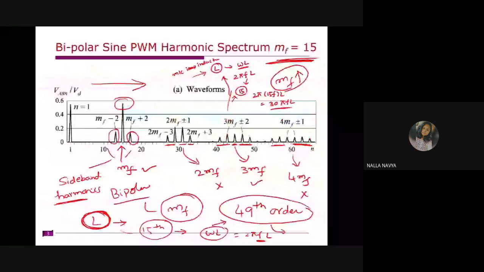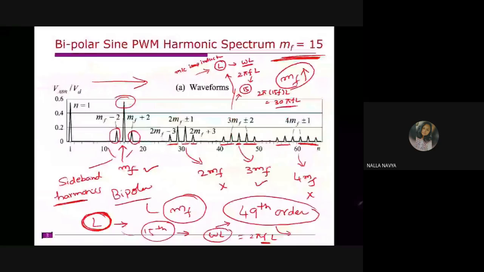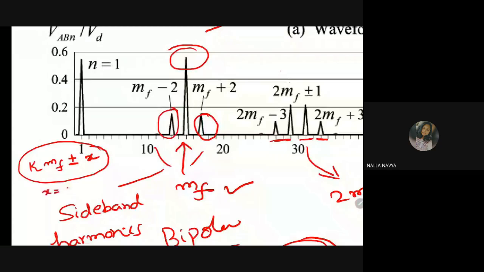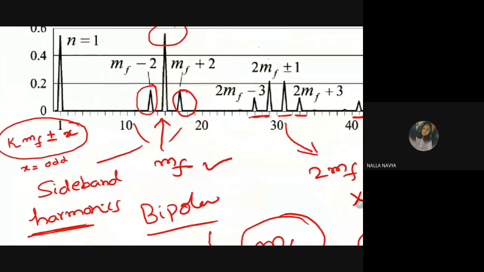Okay. So now come to our actual discussion. The harmonics are centered at MF, 2MF and so on, right? Therefore, it can be something like this: some K times MF plus or minus some X. So these harmonics are in this order, K times MF plus or minus X. This X will be an odd number in case of MF.